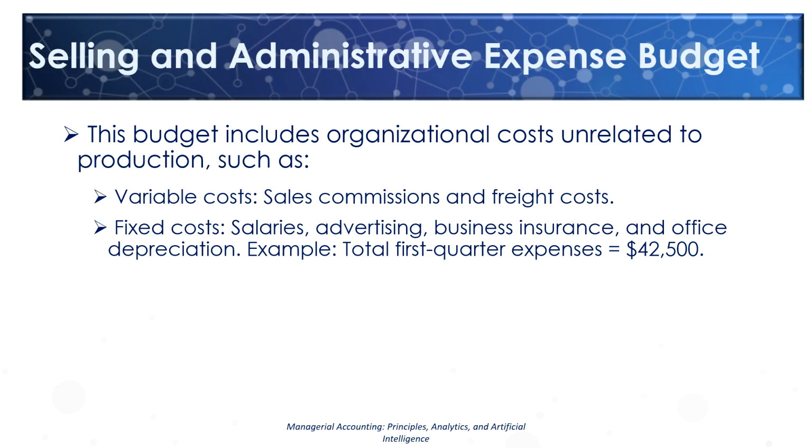Now we move into the selling and administrative expense budget. This budget includes costs that are not part of manufacturing. Selling expenses include sales commissions, freight out, and advertising. Administrative expenses include office salaries, insurance, office depreciation, or general office expenses. These costs are necessary for running the business, but they are not included in product cost for manufacturing.